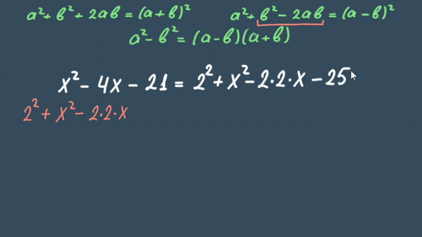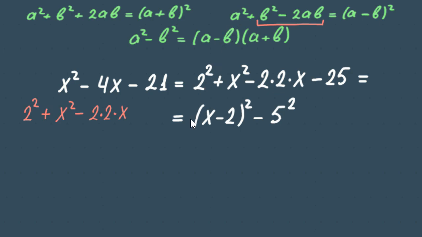Nothing has changed for me here. I subtract 25 from 4. This is negative 21. And now I will apply the formula to the first three terms. And I will write 25 as 5 to the second power. In brackets, I will replace 2 and x. With such a change, nothing will change for me. You can check this yourself using the formula.